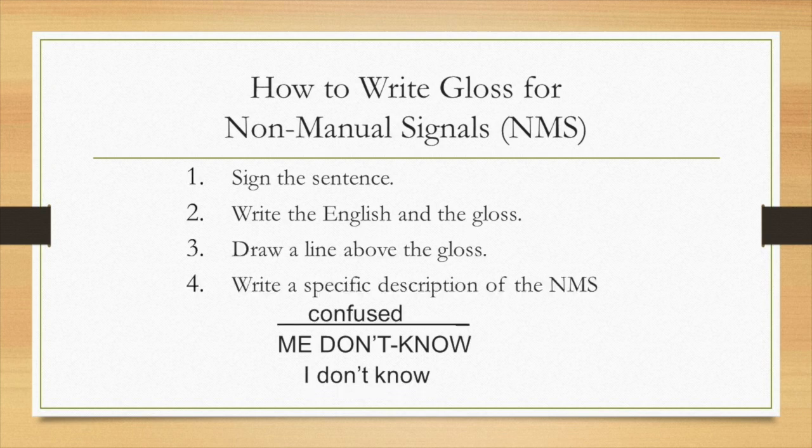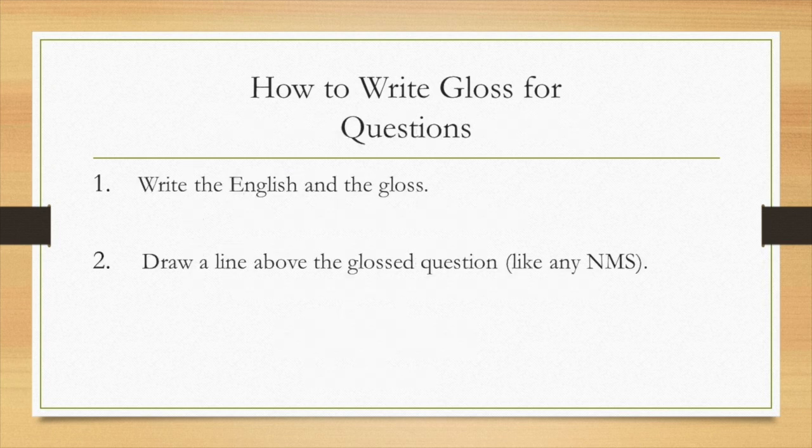Next, I need to label my non-manual signal. While I'm signing this sentence, I need to look confused, so I write that on top of the ASL. I'm going to draw a line over the signs that need that facial expression.